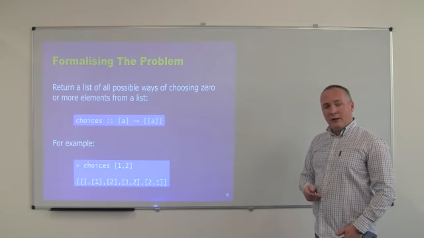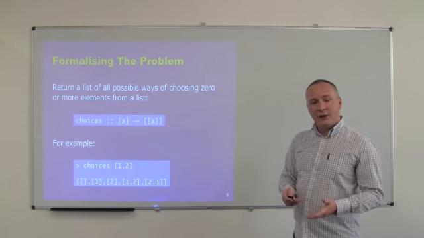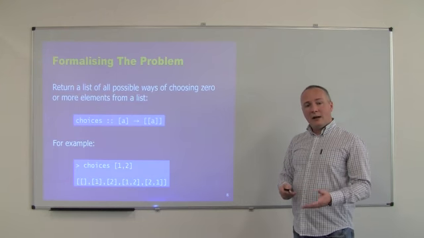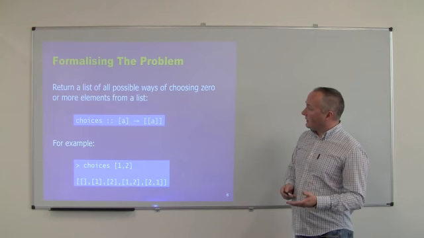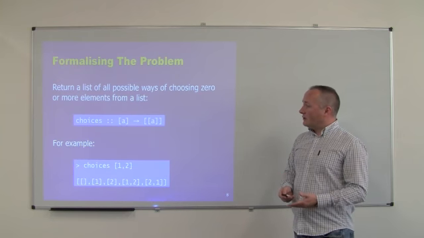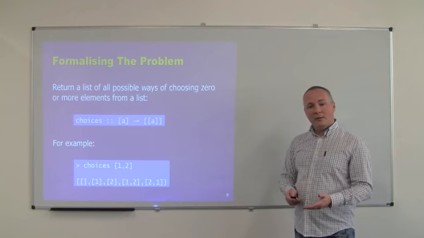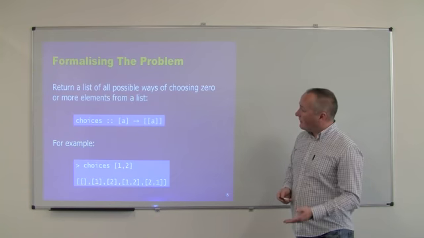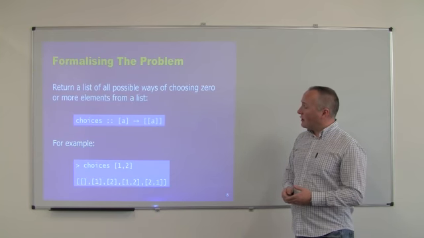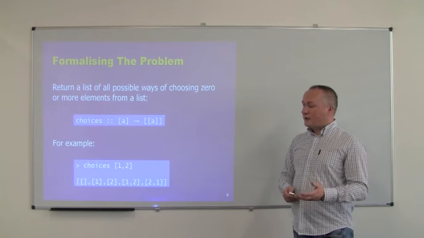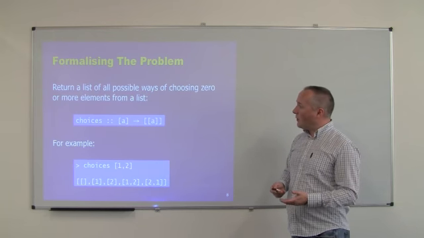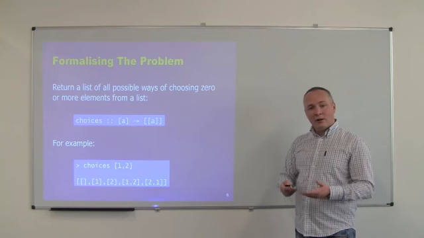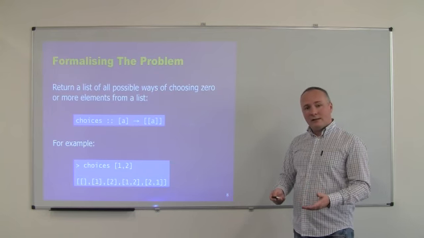So what we want to do now is, before trying to solve the problem, let's think about what it actually means to solve the problem. Let's think about formalizing the problem. And in order to do this, we're going to define a couple of helper functions first of all. The first one is a function that I'm going to call choices. What choices does is you give it a list of things, and it returns a list of all possible ways of choosing 0 or more elements from that list.